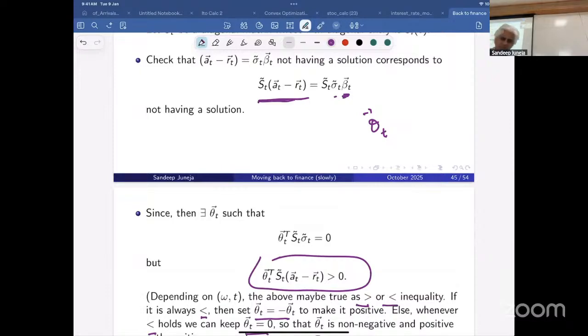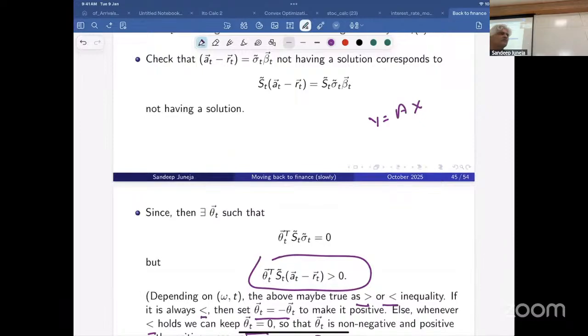So, basically, what we are saying is, if Y equal to AX does not have a solution, right? So there's no combination of columns of A which encompass Y. Y is not in that span. Then there's some theta such that theta transpose A is equal to 0, so it's in the null space of A, and theta transpose Y is greater than 0. Theta transpose Y is either negative or positive. I take minus theta, then I get positive.